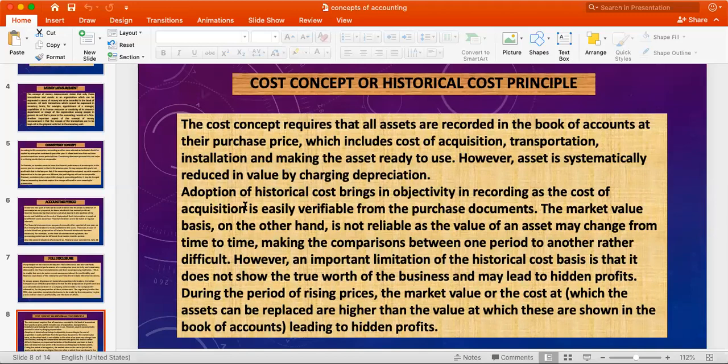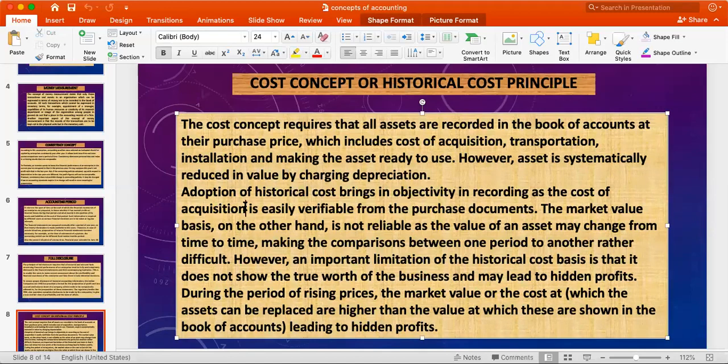Now I'll read it. The cost concept requires that all assets are to be recorded in the books of accounts at their purchase price, which includes cost of acquisition, transportation, installation, and making the asset ready to use. This means suppose you bought goods of say 30,000. But till you reach it to your factory or your business unit, there are other expenses. And if it is a fixed asset, you have to add all these expenses into the cost of the particular fixed asset.